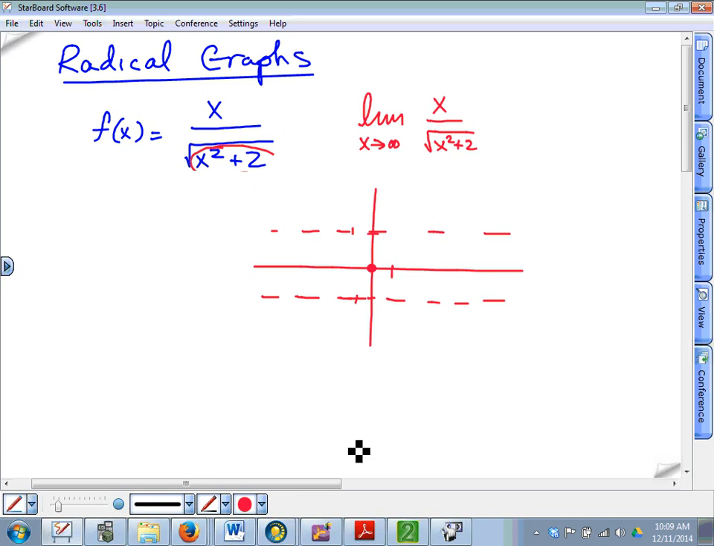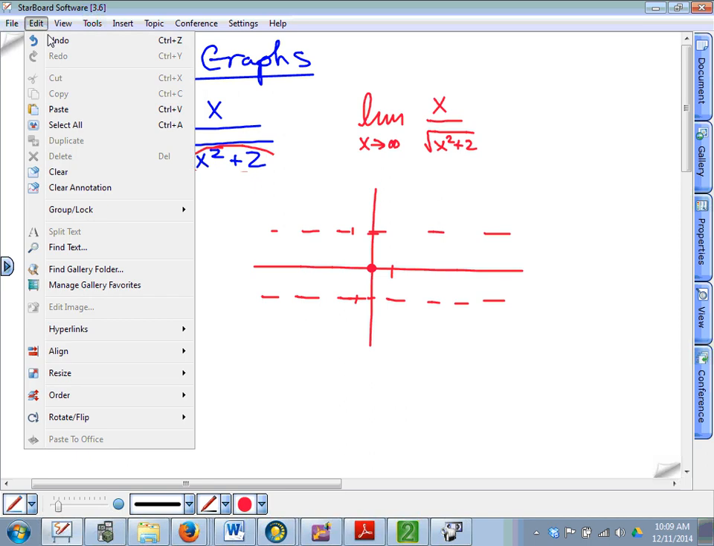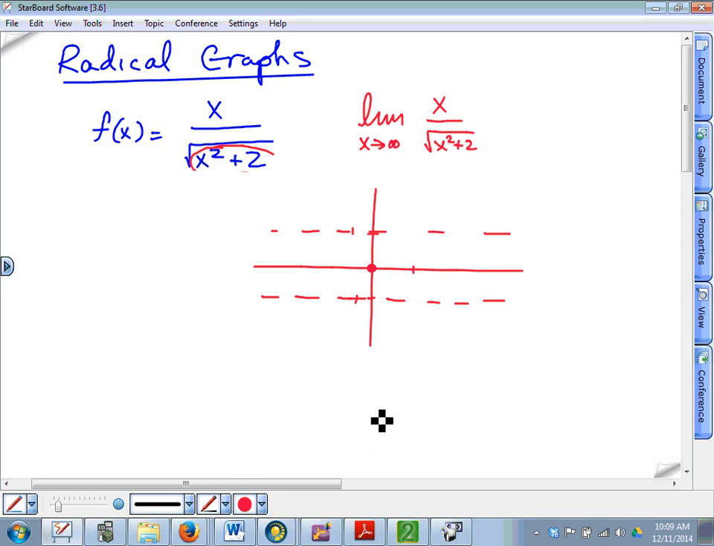Plot a 1, for example. 1 should be about right there. What's the sign if you plug in a 1? 1 over the square root of 1 plus 2 is 3. Anyway, that's positive, so it's up here somewhere. And what about with negative 1? If you plug in a negative 1, you get negative. So negative 1 produces a negative value. Positive 1 produces a positive value. So we know what's going on. And we know it crosses through the origin right through here.